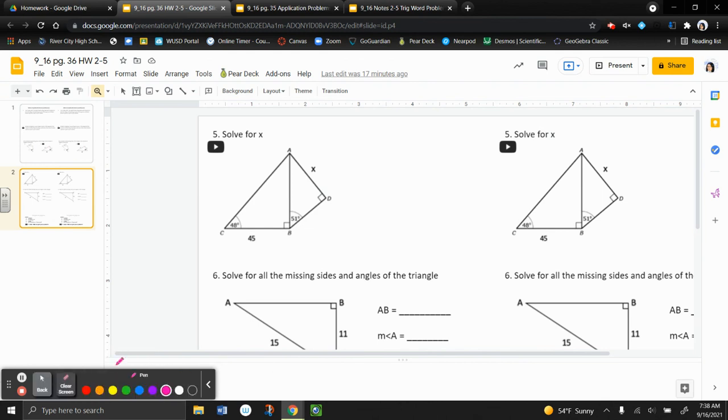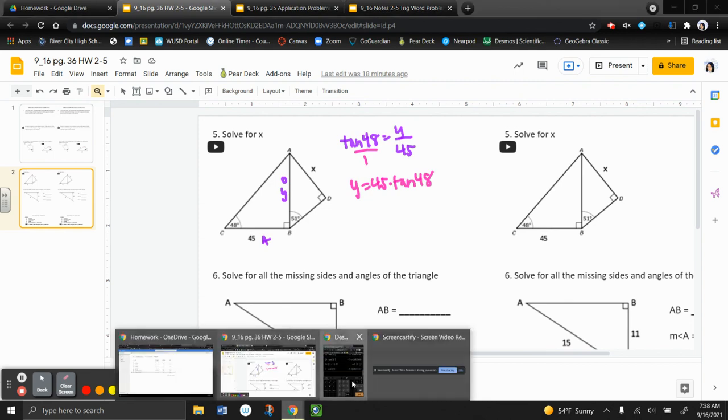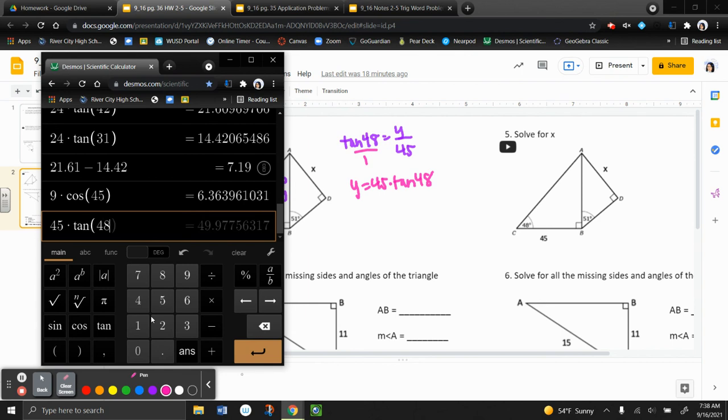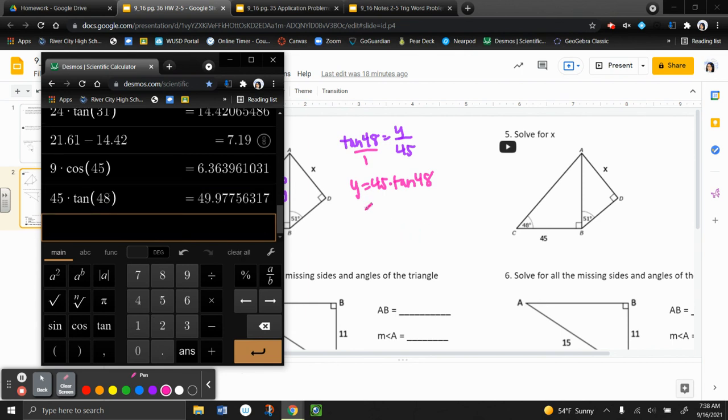All right, then we have this last question here. It's two-step. We need to solve for this shared side first, so I'll call it y. So this is going to be tangent, because this is O and A. So tan 48 equals y over 45, and then we're going to cross multiply. So we get y equals 45 times tan of 48. It's 49.98.